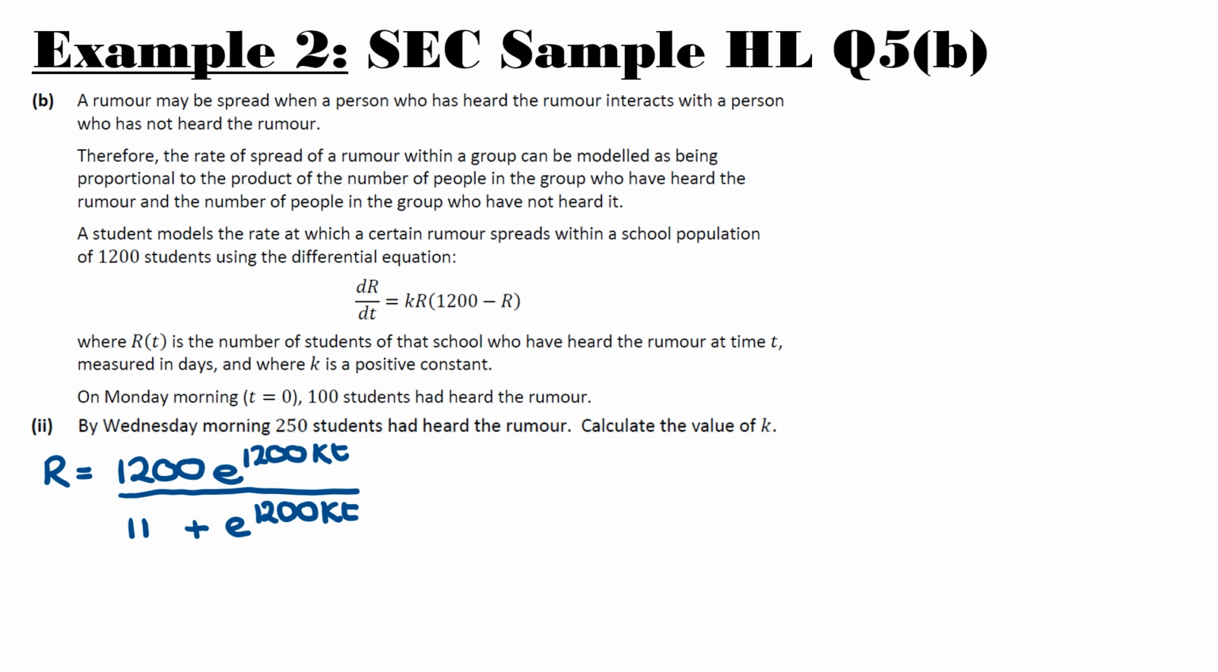So part 2 of this question says, by Wednesday morning, 250 students had heard the rumour. So remember, Monday is T equals 0, so that means Wednesday is T equals 2, and we know that or is equal to 250. Now, most students will go and take their final answer and plug that in. If you do, you have a good bit of work to do, because we're looking for k and k appears in 2 different parts. So if you want to work that through and sub that in, that's absolutely fine.